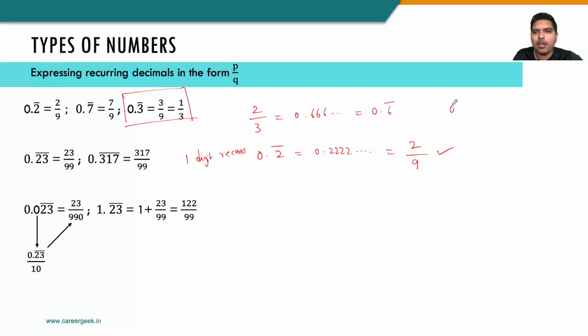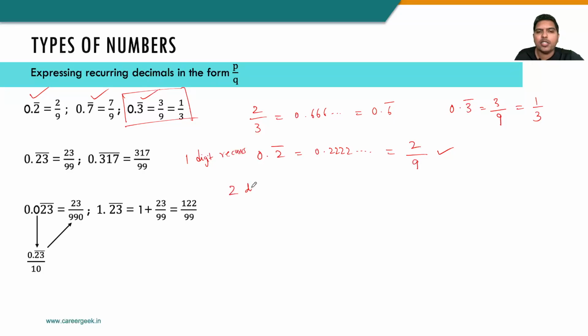Now, how do we know this 0.3 bar is 1 upon 3? How did we get this? One digit is repeating, so write the digit upon 9. So this simplifies to 1 upon 3. The same way you can see 0.6 bar is 6 upon 9, which is 2 upon 3. So that way 0.7 bar is 7 upon 9 and so on. I hope this is clear if one digit is repeating.